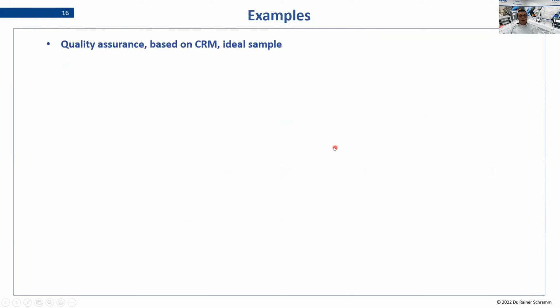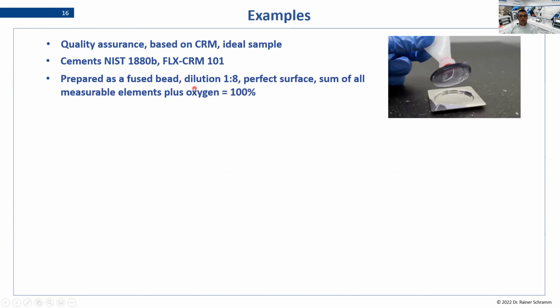But then other application field is that we just do a QA and we have a calibration based on certified reference materials and we use an ideal sample. This would say we make really precise and highly accurate analysis. For example, these cements prepared as fused beads. So the powder was dissolved into glass, dilution 1 to 8, with a perfect surface as the negative of our platinum dish, and the sum of all measuring elements as 100%. Of course, oxygen is calculated by the stoichiometric ratio.